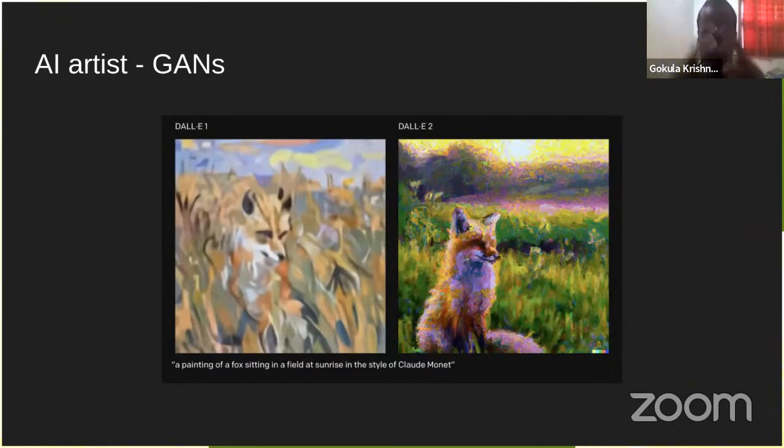Generates the data. We are not specifying any data here. The model itself is generating data. So that's the intuitive picture of GANs.